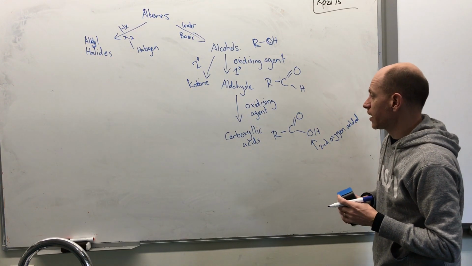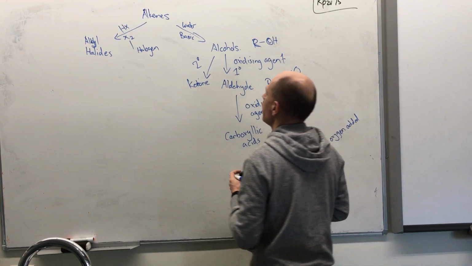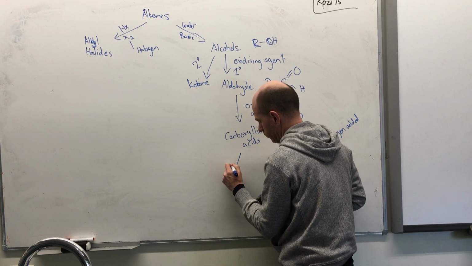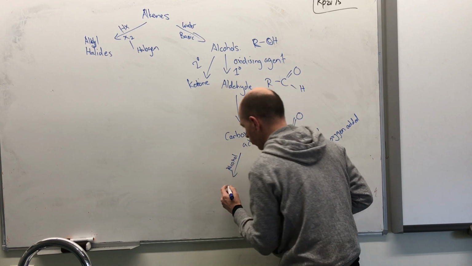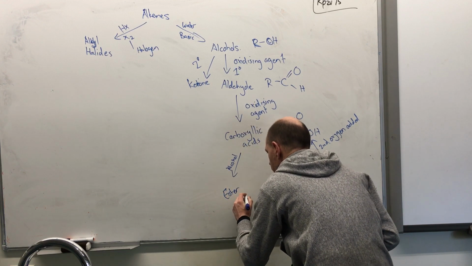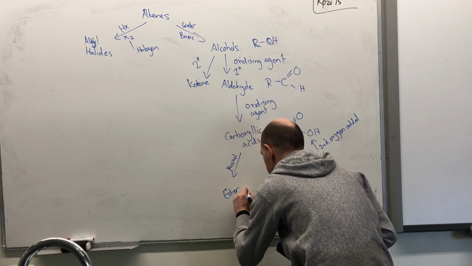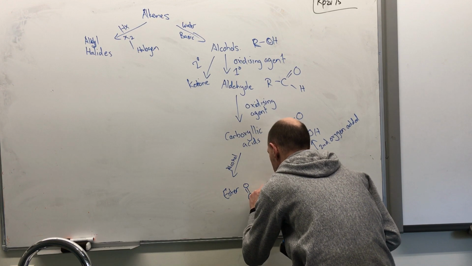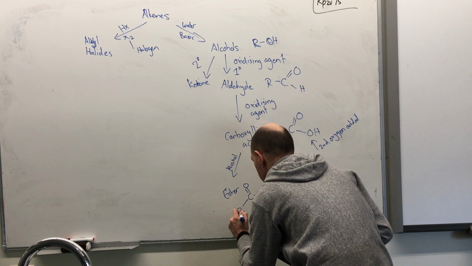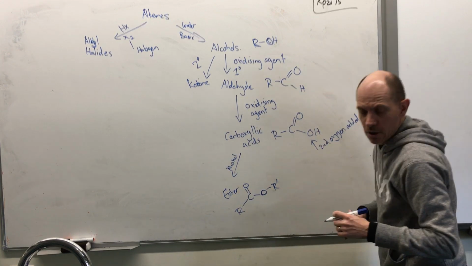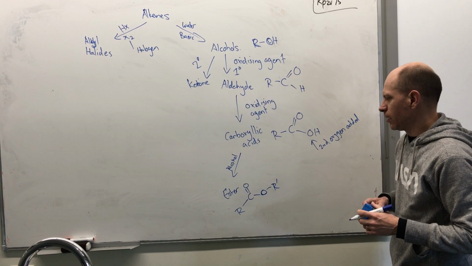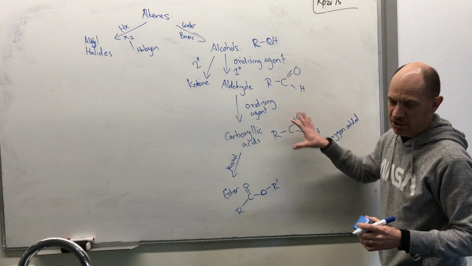So a carboxylic acid plus an alcohol will form an ester, which has that form. And that's the end of the line for this branch of our tree.